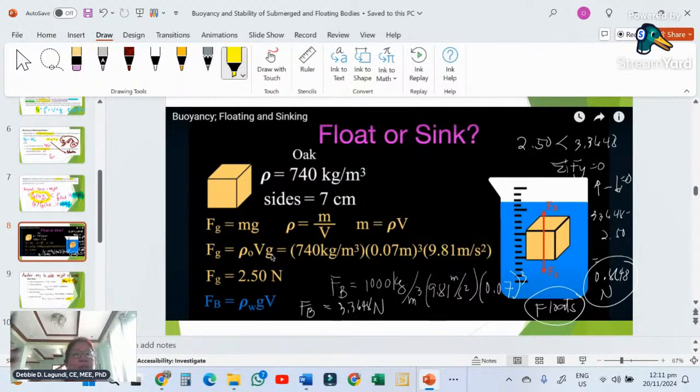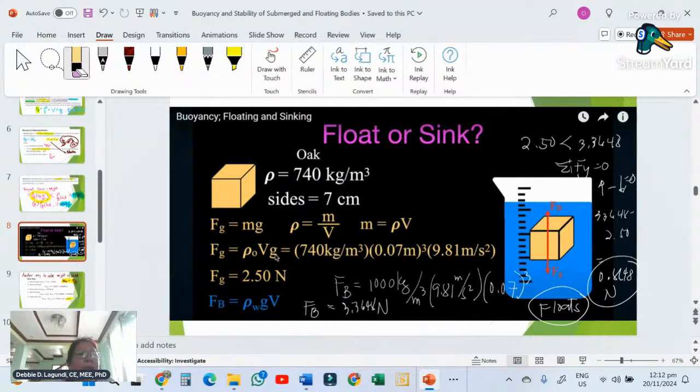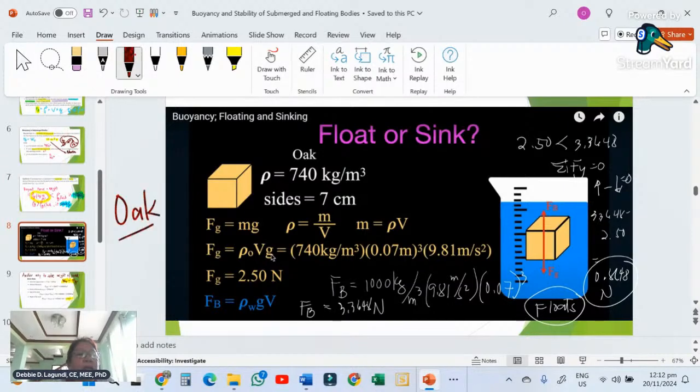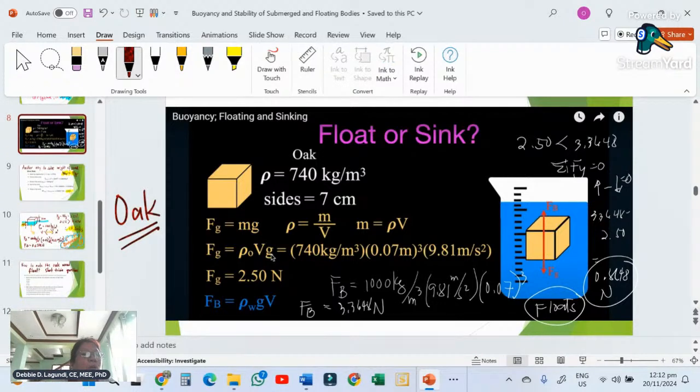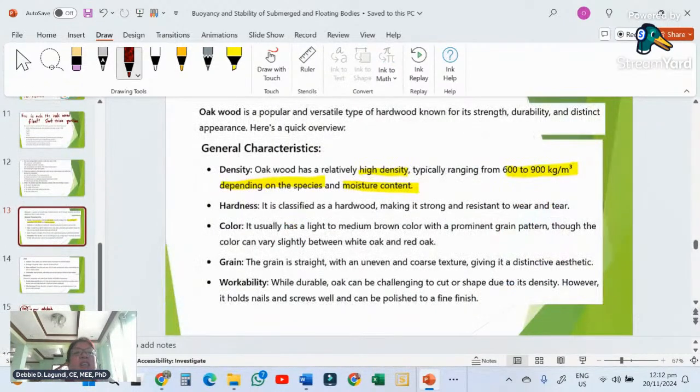This is an oak cube. What is an oak? O-A-K. Oak is a wood from an oak tree. I researched about what oak is, just for you to have a notion about it. Oak wood is a popular and versatile type of hardwood known for its strength, durability, and distinct appearance, and it has a relatively high density.